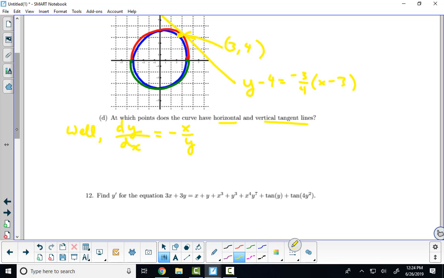If I want to figure out where we have horizontal tangent lines, what do I do? If we want to find horizontal tangent lines, you set the derivative equal to 0. Okay? When does that happen? When does negative x over y equal 0? It's a fraction, folks. When is a fraction equal to 0? When the numerator is 0.